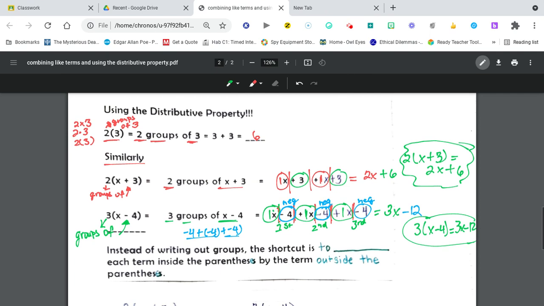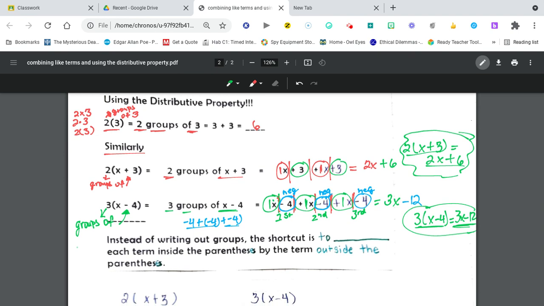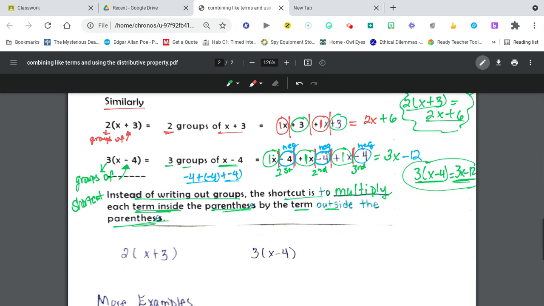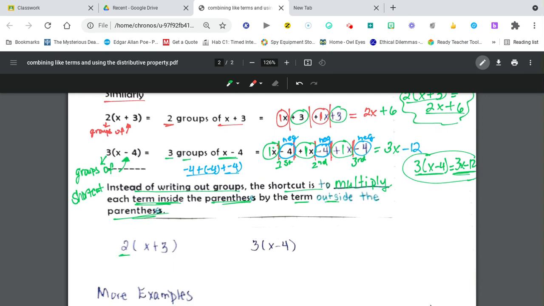Instead of writing out groups, there's a shortcut. So there's a way to get from this straight to that, or there's a way to get from this straight to that. All right, so here's a shortcut. Instead of writing out groups, from now on, the shortcut is to multiply each term inside the parentheses by the term outside the parentheses. And let me show you what I'm talking about. The term outside the parentheses is 2. But I multiply each of these terms that are on the inside by that 2.